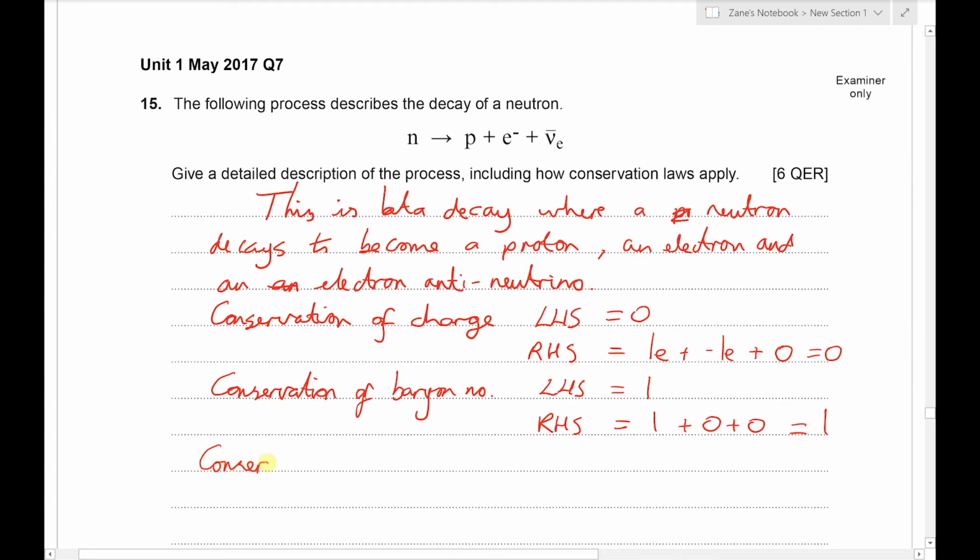We can also apply conservation of lepton number. On the left hand side we have 0 because the neutron is made of quarks and leptons aren't made of quarks. On the right hand side the proton, similarly to the neutron, is 0. The electron has a lepton number of +1 and the antineutrino has a lepton number of (-1). So we have a total of 0 on both sides. So lepton number is conserved.